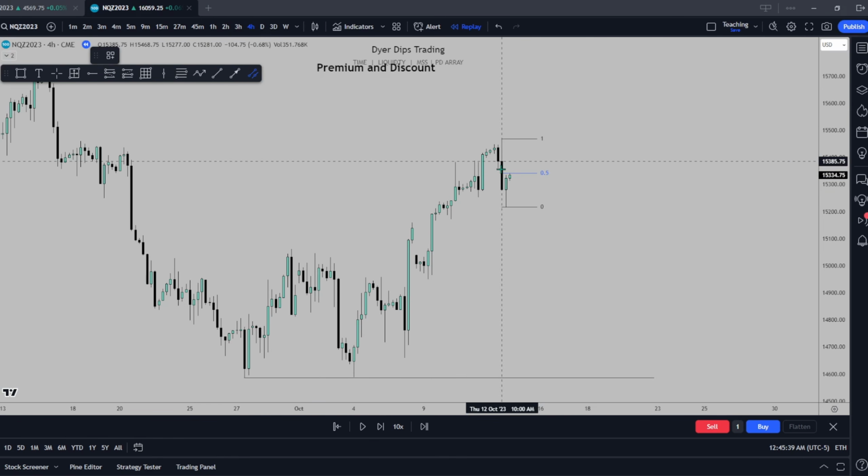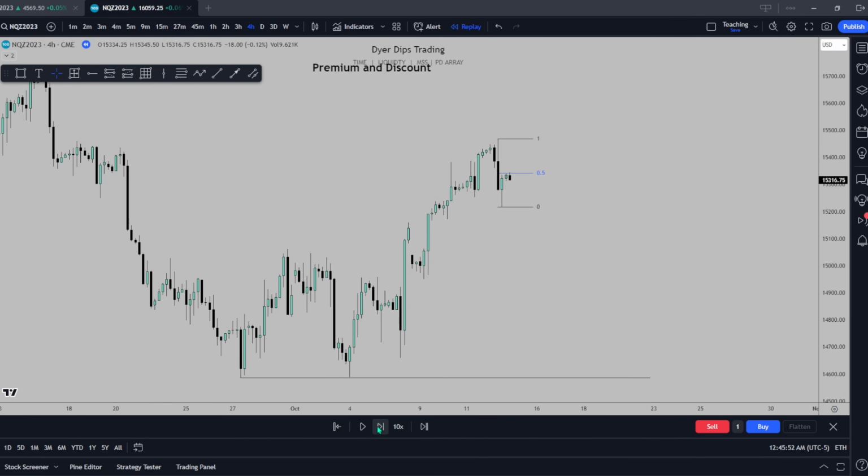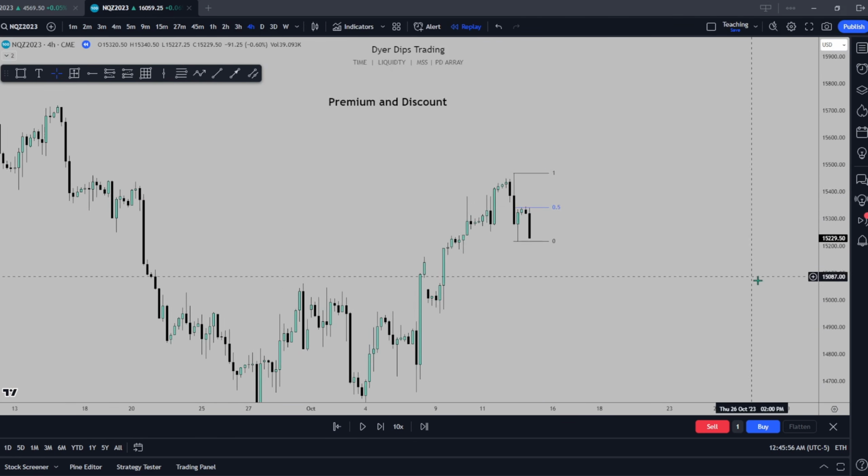Now, I'm not going to mark out all the PD arrays. This is maybe the one and only that I'll mark out in this video because I don't want to confuse you guys. But essentially, this is considered confluence and a good area to short. But as we can see here, price comes up here a little bit, taps into that fair value gap and into a premium just by a little bit.